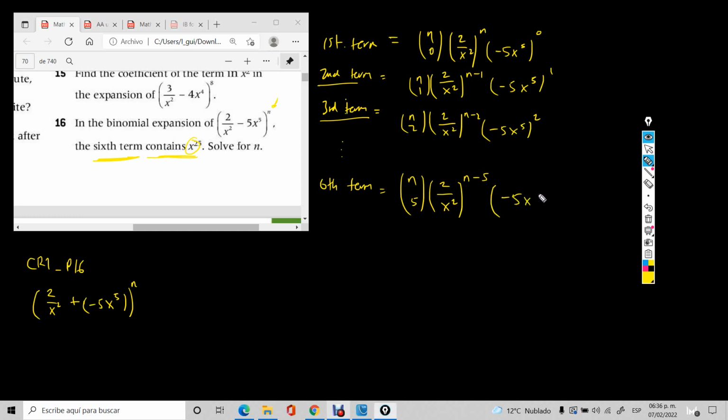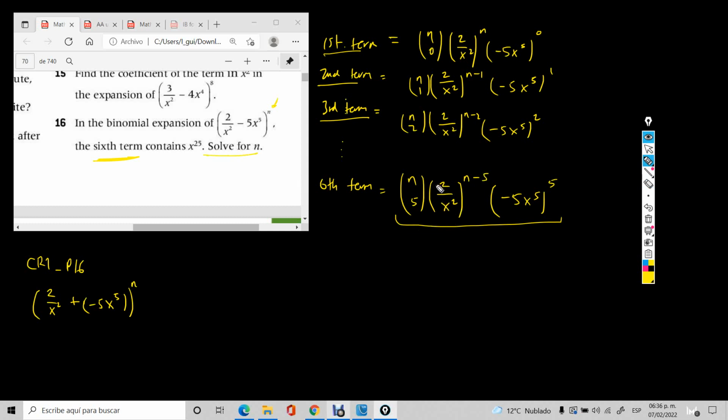And same here, we have first term, and we have 0, second term, we have a 1, third, we have a 2, sixth, and we should have a 5. So this is how we should write the sixth term of the expansion of this binomial. And they tell me that the sixth term contains this variable part, x to the 25. Okay, so that's all I need to know, guys, in order to solve for n.